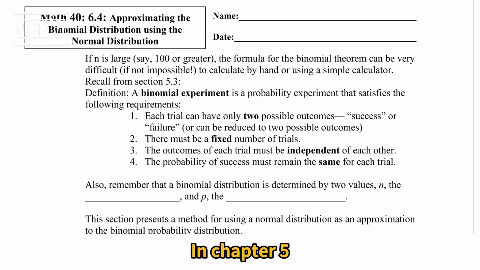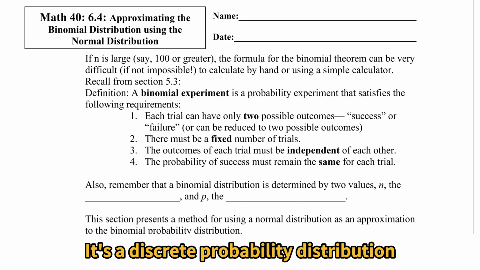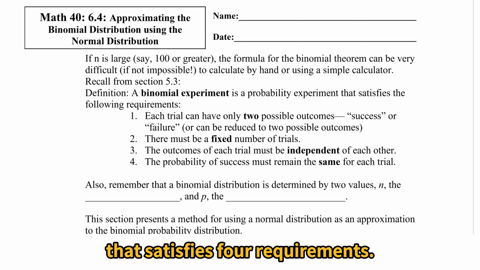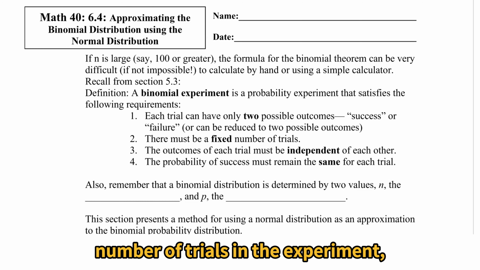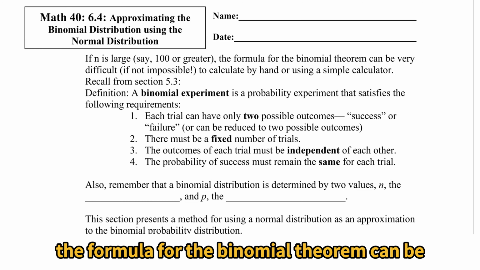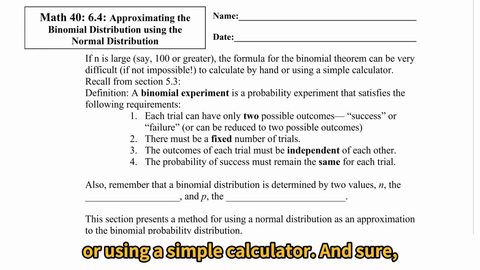In Chapter 5, we learned about the binomial distribution. It's a discrete probability distribution that satisfies 4 requirements. If n is large, n being the total number of trials in the experiment, the formula for the binomial theorem can be very difficult, if not impossible, to calculate by hand or using a simple calculator.